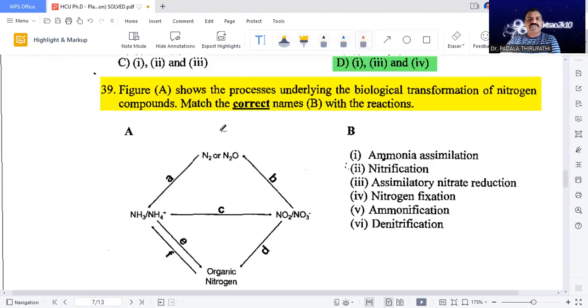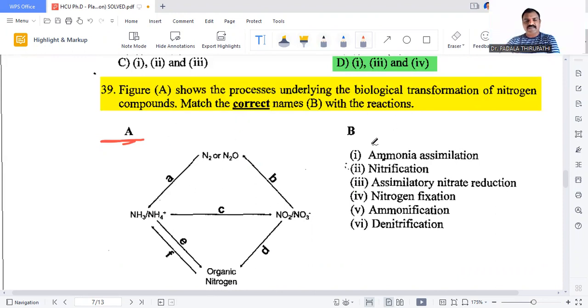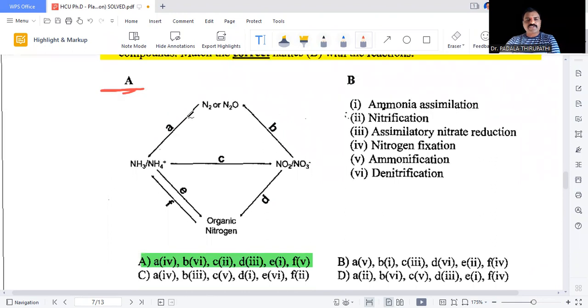Okay, so the next question. This figure shows the process underlying the biological transformation of nitrogen compounds. Match the correct A with B. See here, A is option 4, nitrogen fixation. And B related to that is denitrification, and then E and F, that is ammonia assimilation and ammonification.